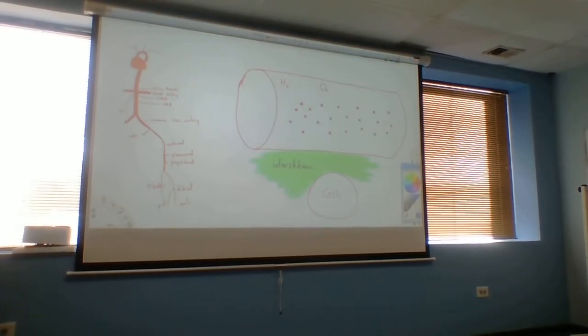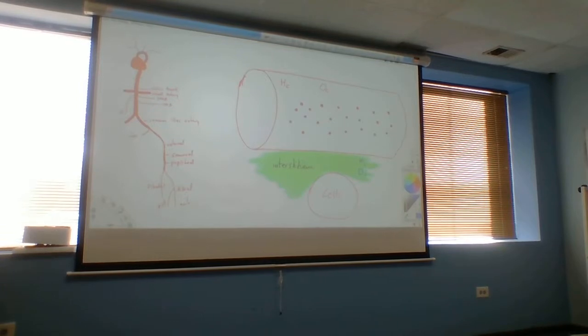Now, you have interstitial. Let's use blue. Interstitial. So you have hydrostatic pressure in the interstitium, and you have oncotic pressure in the interstitium, because you also have particles and fluid within the interstitium. And we want to compare that.